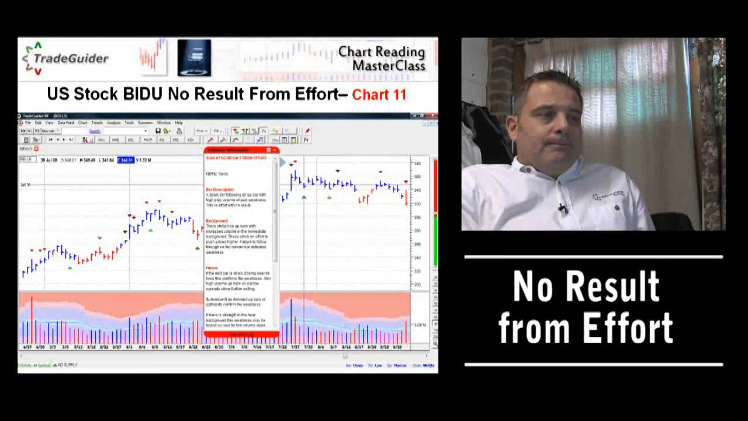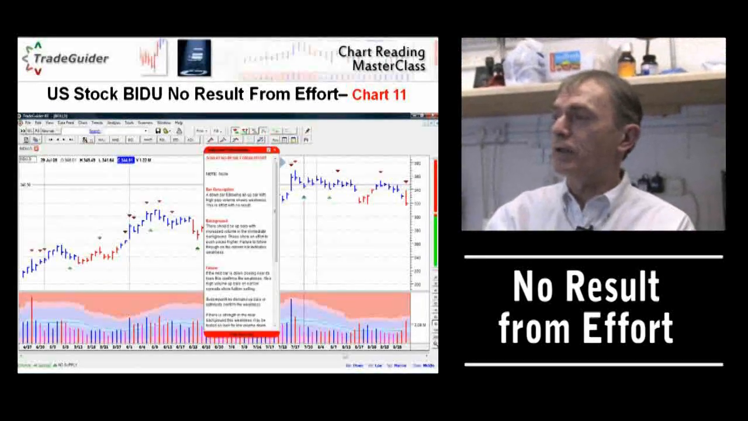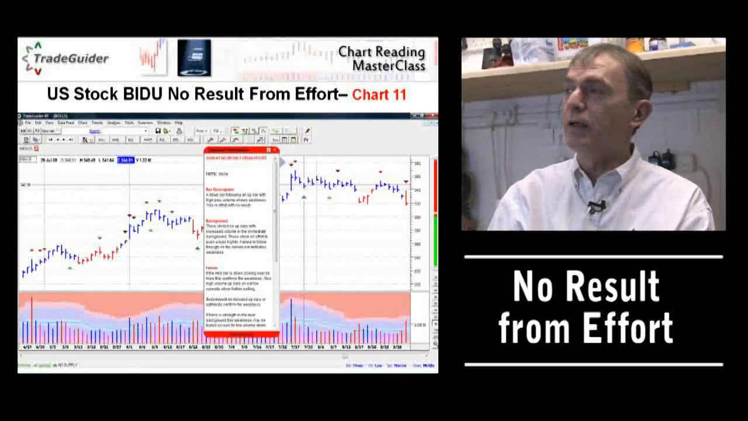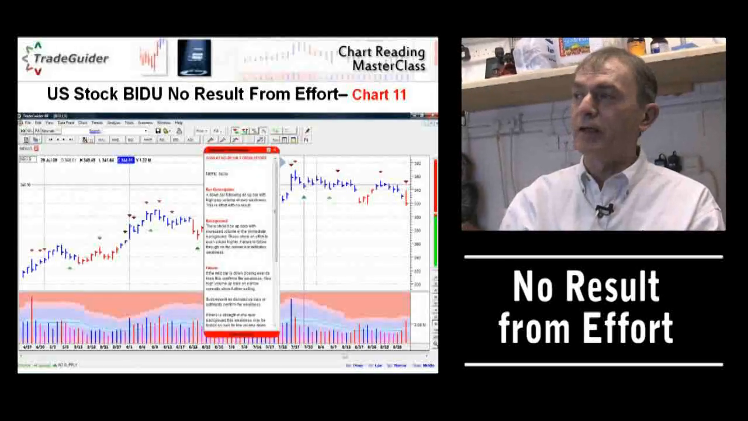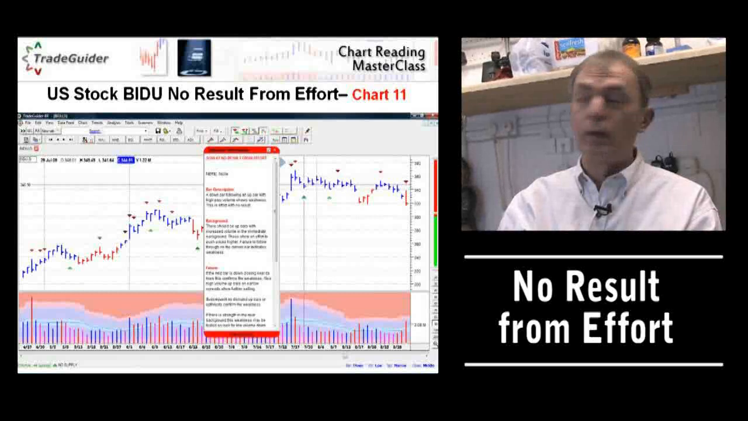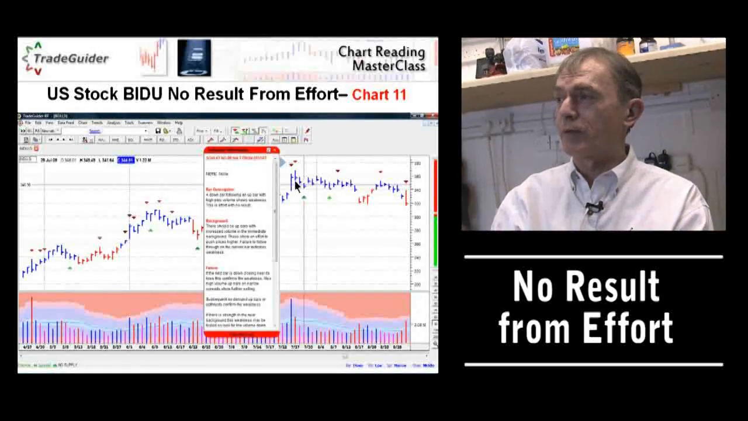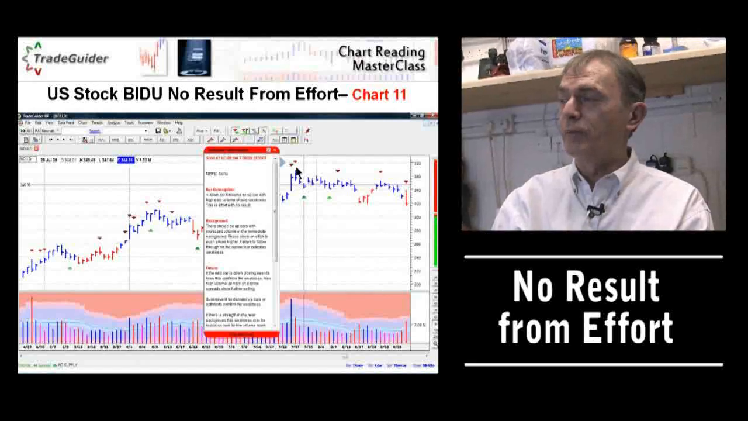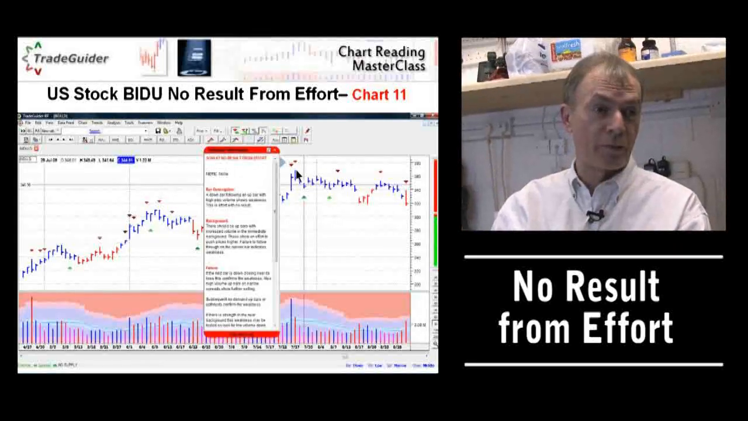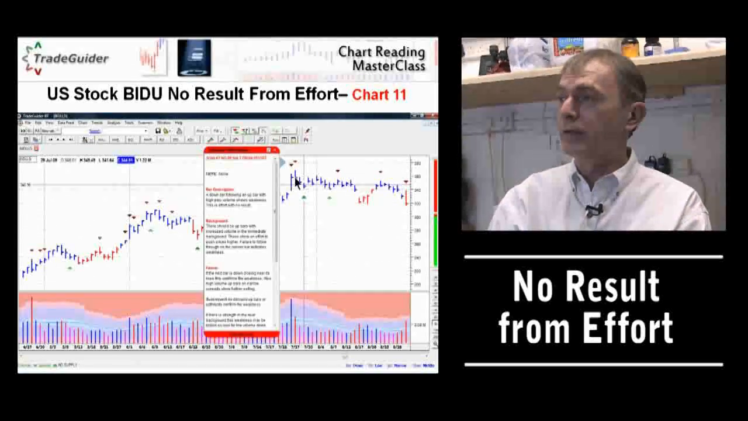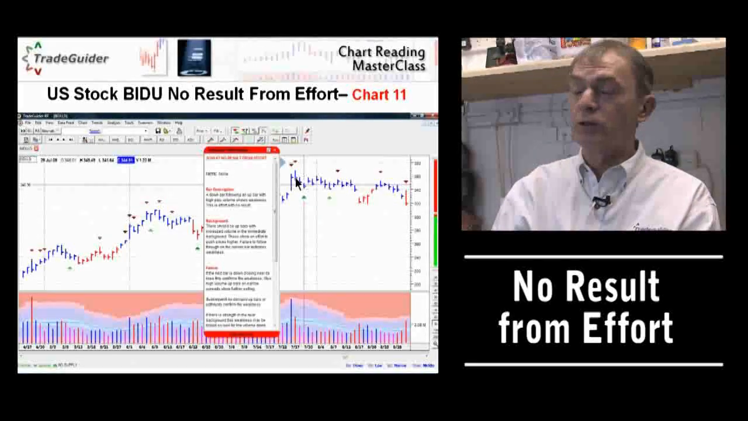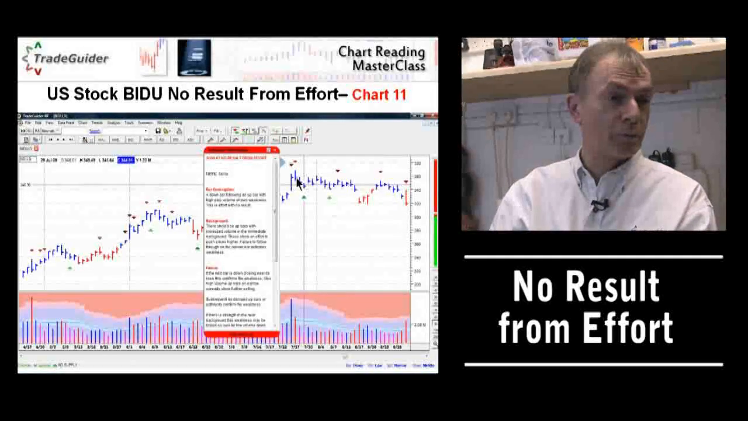Well, an upthrust, the high, Tom, I'm sure would agree with this, the high of the bar of the upthrust must be clearly higher than the high of the previous bar. Which it is. And the bar should close near the low. Which it does. So with an upthrust, you should have the high clearly above the high of the previous bar. And the close should be towards the bottom part of the bar.